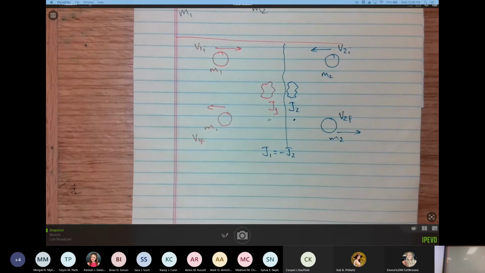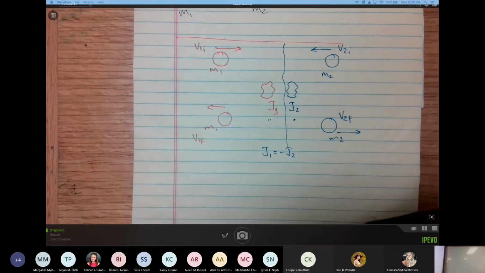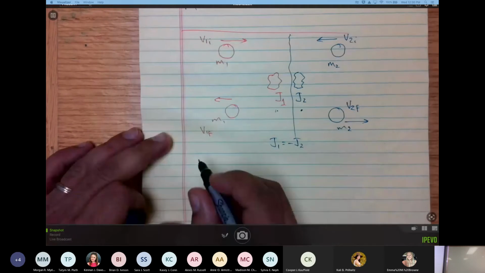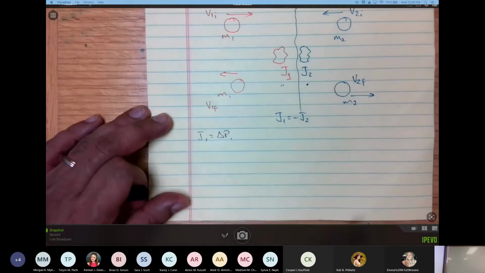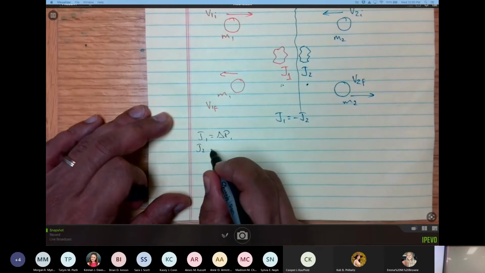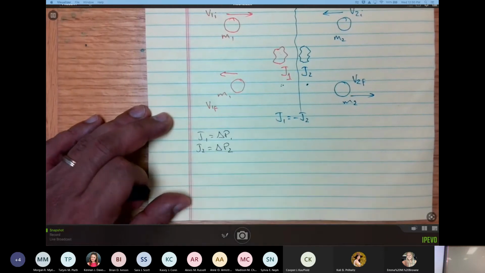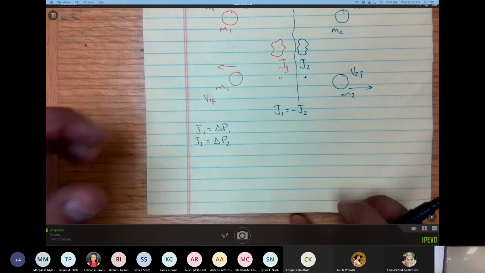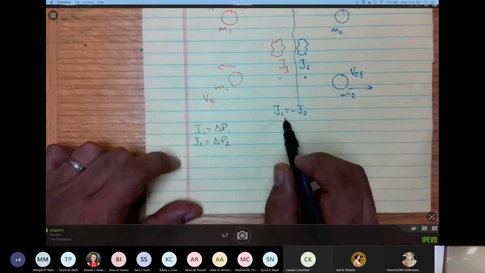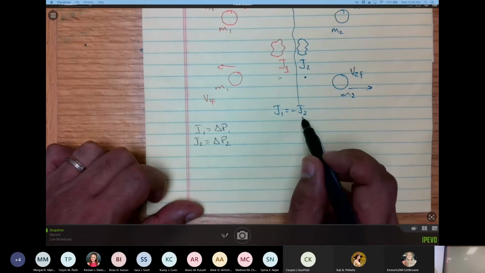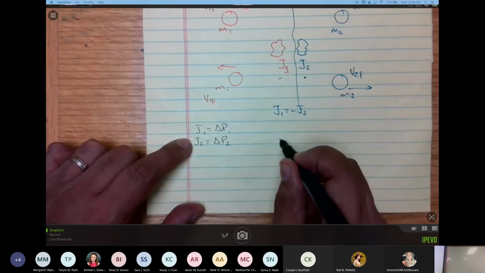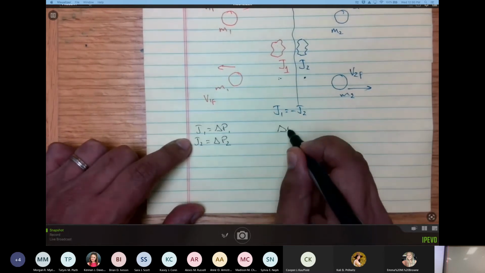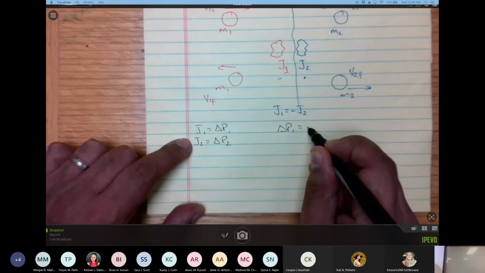Okay, so now we can try to get something. J1 is going to be equal to the change in momentum of particle 1, and J2 is going to be equal to the change in momentum of particle 2. But I know that J1 is going to be negative J2, so the change in momentum in 1 is going to be equal to negative the change in momentum in 2.